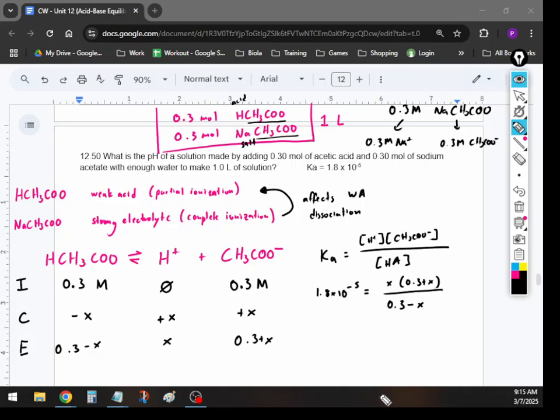Okay, and you guys can see this is probably going to lead to a quadratic. However, we can use the 5% rule, and so we can get rid of the ones that are negligible. So let's talk about what the negligible things are.